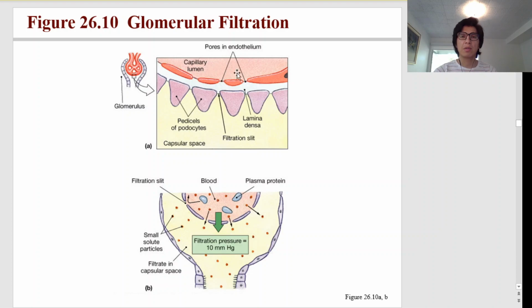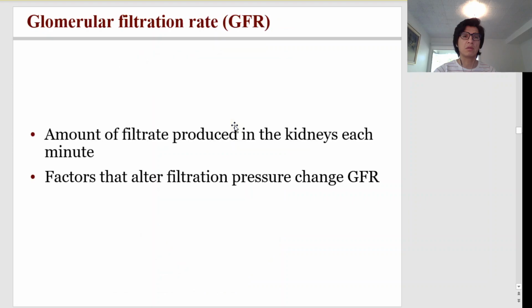This is a microscopic view of the lumen of the blood vessel, and this is the capsular space. Components are going to leave through the pores of this fenestrated capillary. They're going to pass the lamina densa, and the pedicles are going to provide the pores, the filtration slits, which the filtrate is going to traverse through.